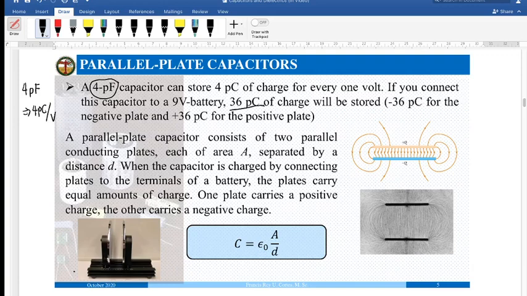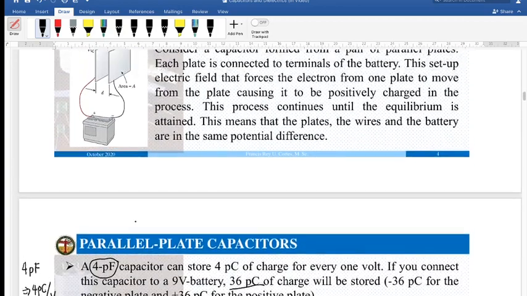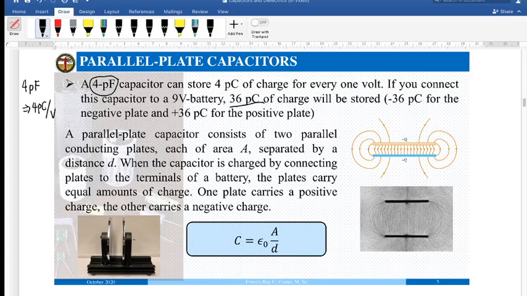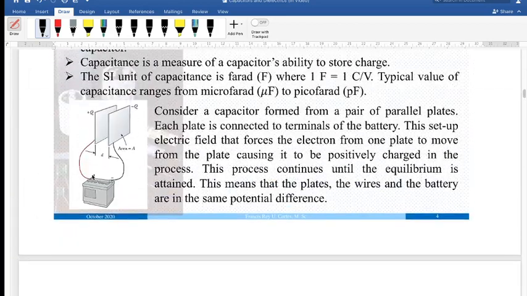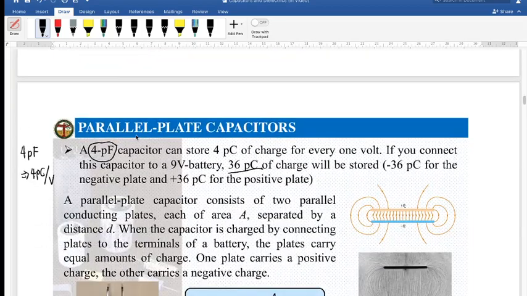So next part of our capacitor is the parallel plate capacitor. We already discussed this one, but I will dig deeper into how to get the capacitance of a parallel plate capacitor. A parallel plate capacitor generally consists of two parallel conducting plates with the same area, separated by a distance D. When the capacitor is charged, if you connect the plates to the terminals of the battery, they will carry equal amounts of charges, just like what we did here. One plate carries a positive charge and the other carries a negative charge.